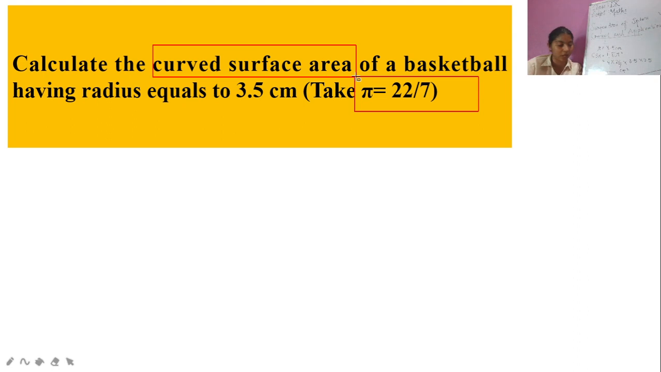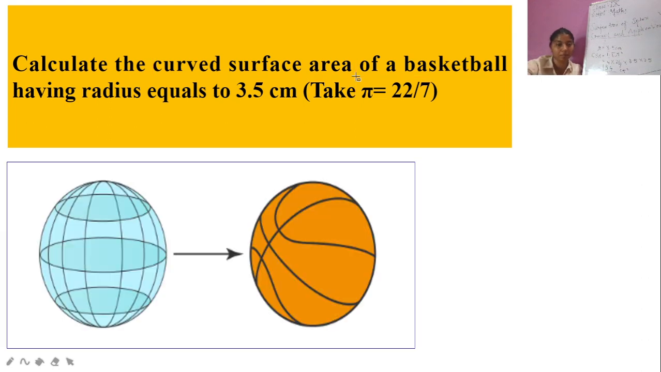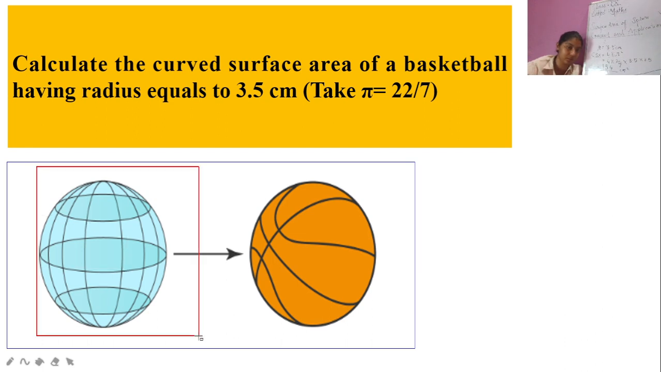Yes, did you get the answer? Please cross check your answer. That is 154 centimeter square. So this is the correct answer for a basketball having this radius. Okay, so we have found it out. This is a sphere, right? And we cannot find a separate curved surface area, so that's why we don't have any other formula for this sphere. That's why we have both formulas equal.